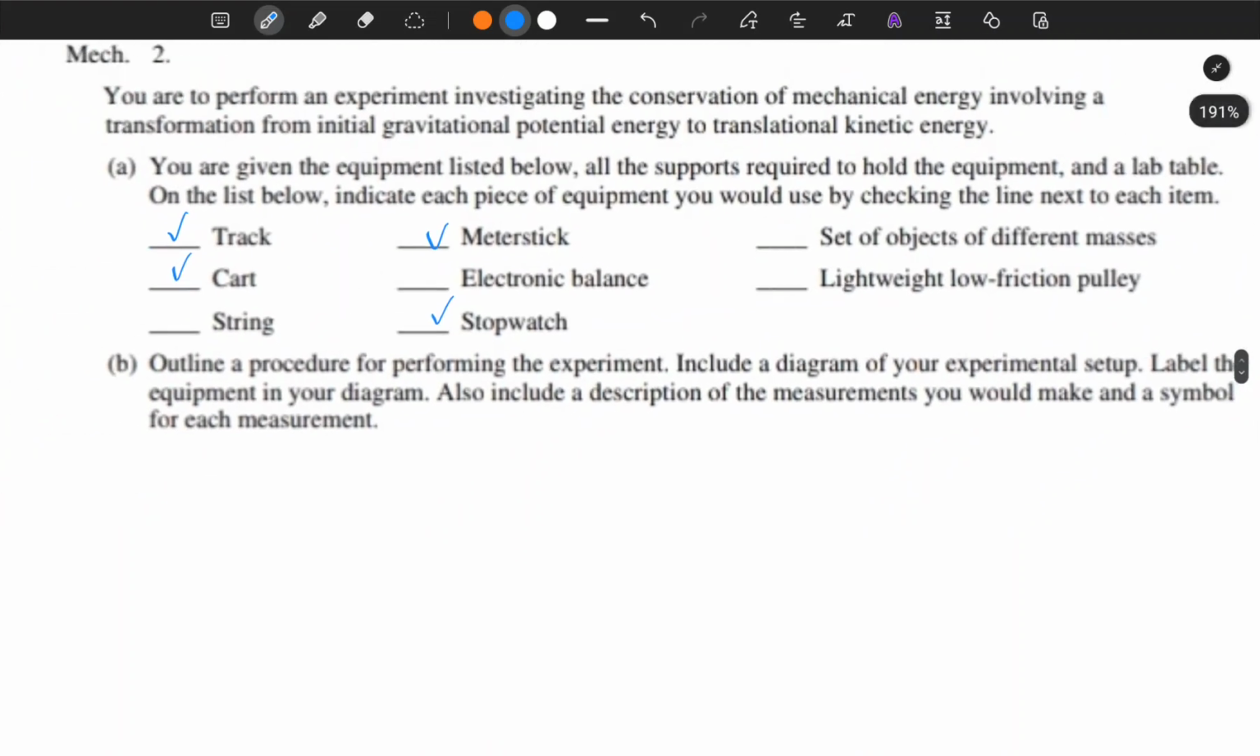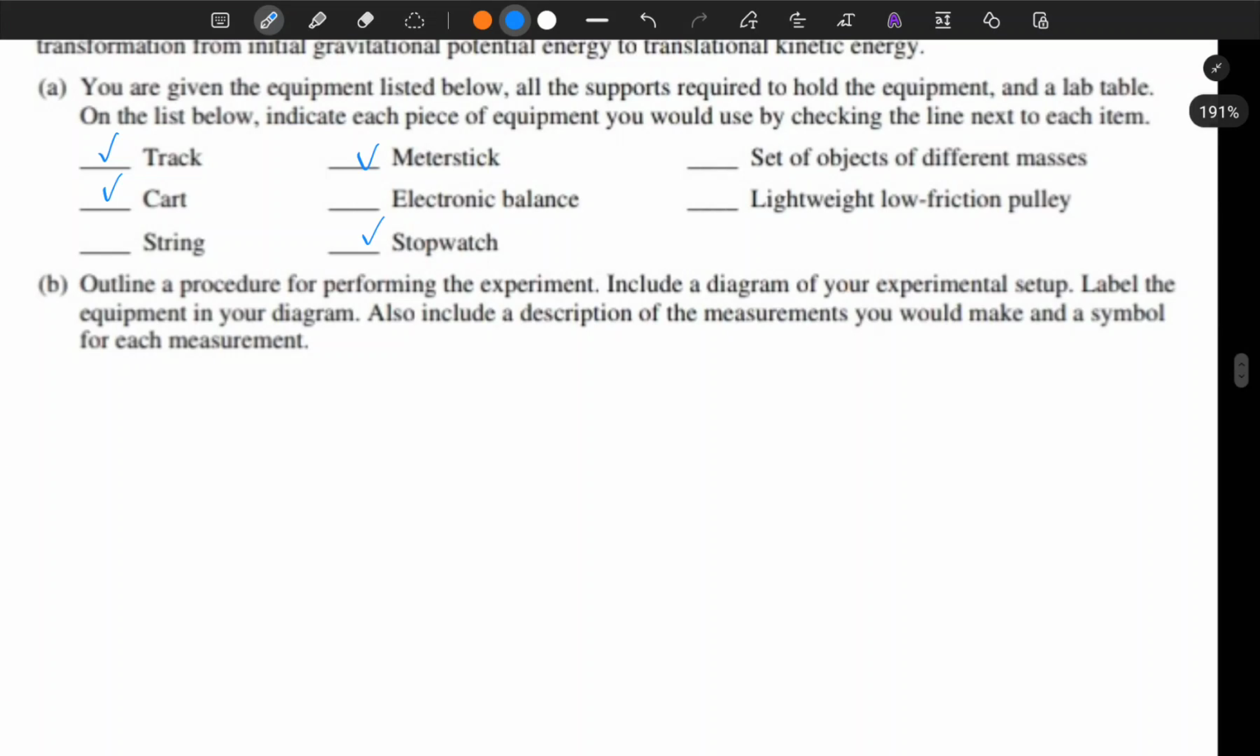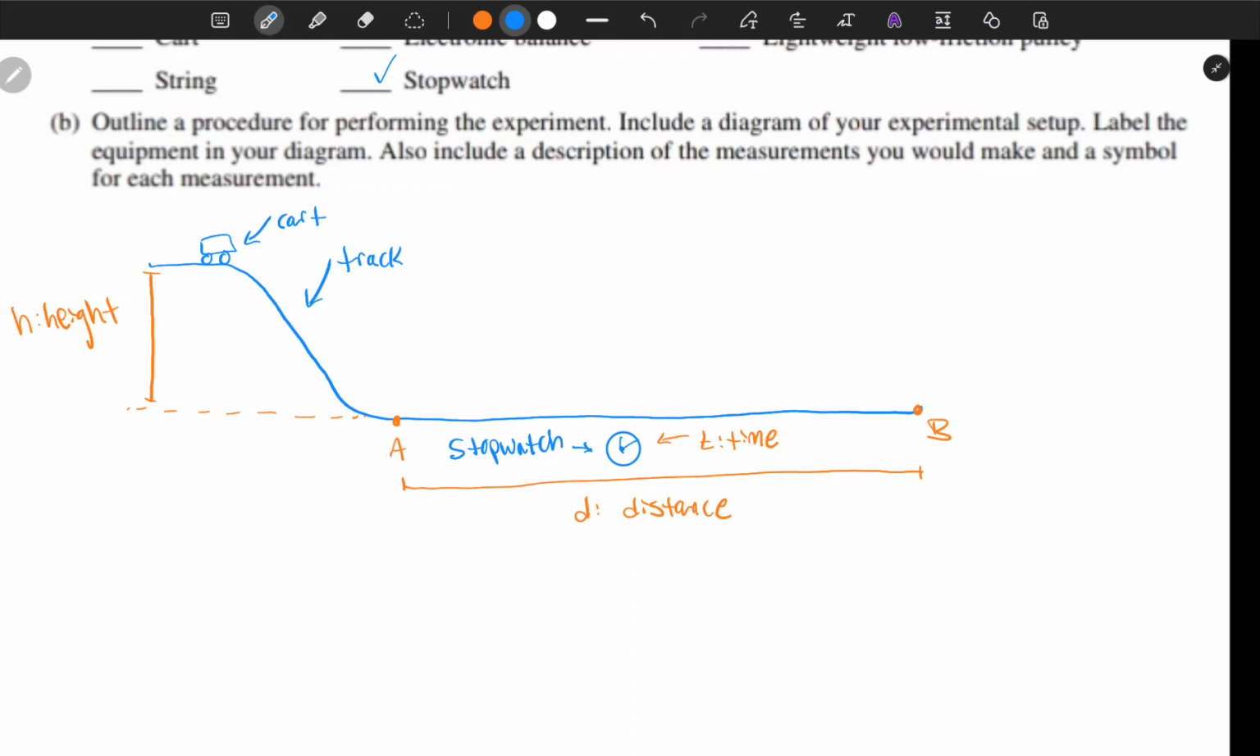Next, in Part B, we wish to outline a procedure for performing the experiment. Include a diagram for your experimental setup. Label the equipment in your diagram. Also, include a description of the measurement you would make and a symbol for each measurement. In lieu of time, I won't be writing out the entire description of the experimental procedure. However, I will speak it.